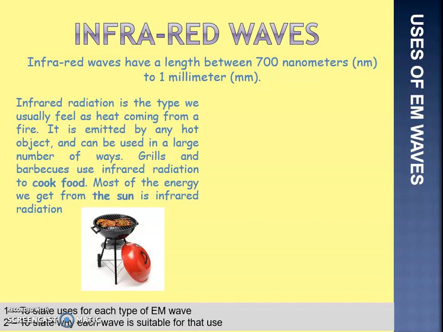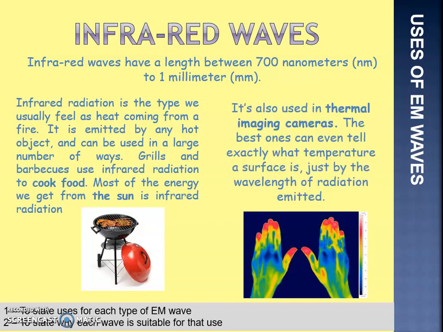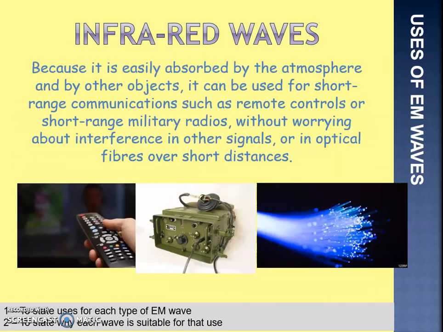Grills and barbecues would use infrared radiation to cook food, and most of the energy we get from the sun is infrared radiation. Infrared also can be used by thermal imaging cameras, and the best of thermal imaging cameras can even tell exactly what temperature a surface is just by the wavelength of radiation emitted. So it compares that wavelength of radiation to the infrared wave, and from that it can tell you the temperature.